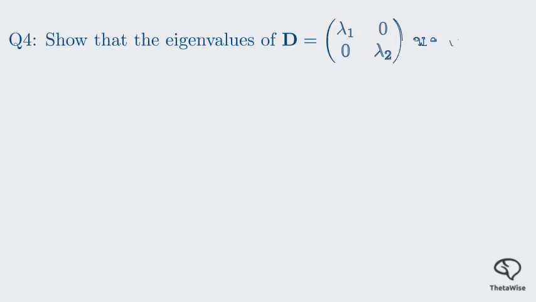Question 4 asks us to prove a property of diagonal matrices. Show that the eigenvalues of the diagonal matrix D, with entries lambda 1 and lambda 2 on the diagonal, are simply lambda 1 and lambda 2. Pause the video and see if you can prove this using our standard method.